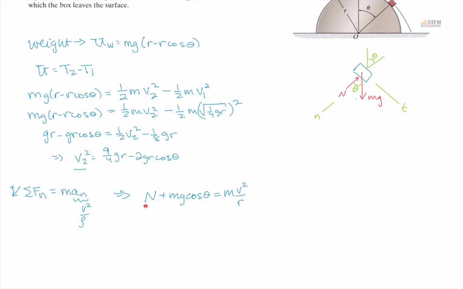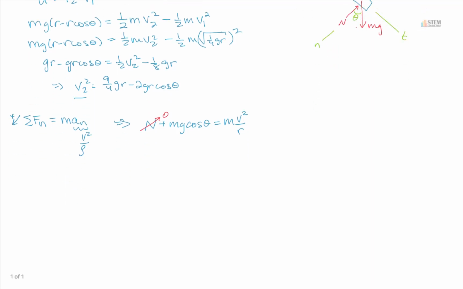Now what should we do with n? Because it says the box is going to leave the surface, right? So we want the angle theta in which the box leaves the surface. So that means this needs to be 0, because if we leave the surface, we don't have a normal force, right? So that's going to go to 0. And now let's plug in our equation for v squared. And before we do that, notice the m's here cancel. So that's going to give us g cosine theta equals the v squared. So that is the 9/4 g times r minus 2gr cosine theta. We're going to put that over r.